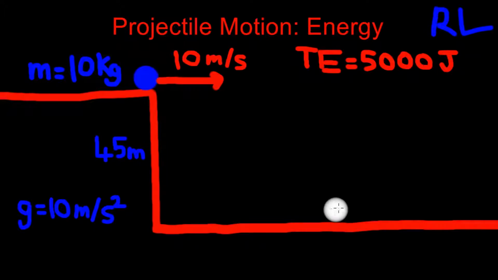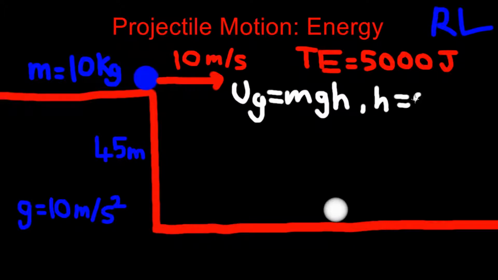Okay, so when the ball is in this position, we don't know its kinetic energy, that's what we want to find out. However, we do know its gravitational potential energy. So gravitational potential energy, again, equals mgh. However, at this point, its height above the ground, when it's hitting the ground, is going to be 0. So, h equals 0 in this case, which means that the entire gravitational potential energy is just going to be 0.